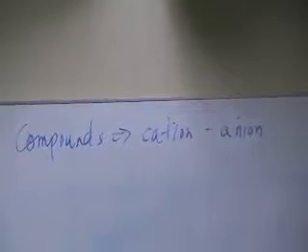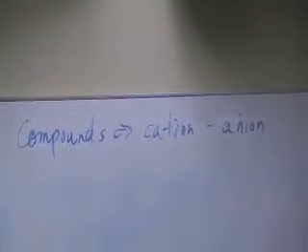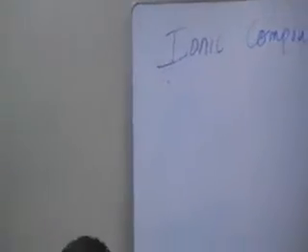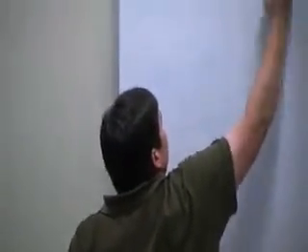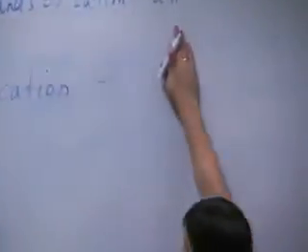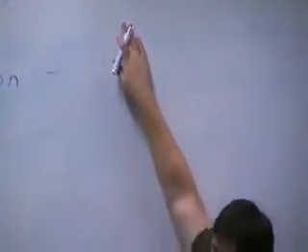Okay, so ionic compounds, cation and anion. That's the key. What typically forms a cation? Metal or nonmetal? Metal. Okay, metals. All right, so if we have a metal cation combining with what typically forms an anion? Nonmetal.